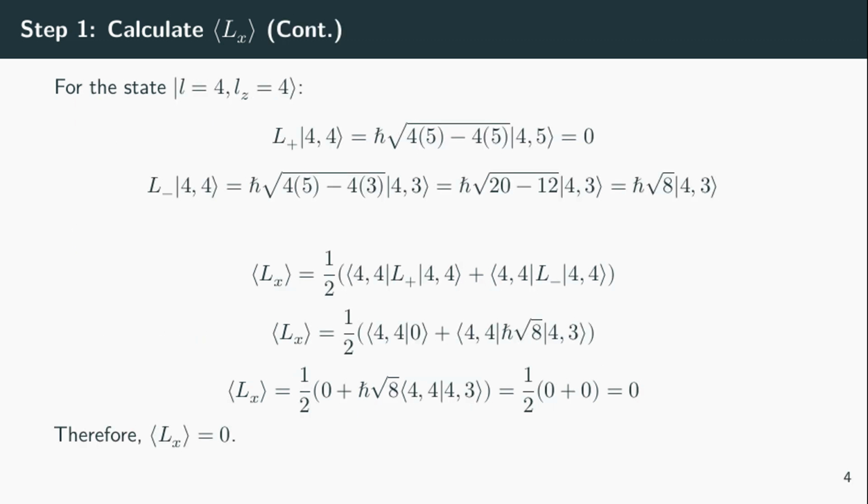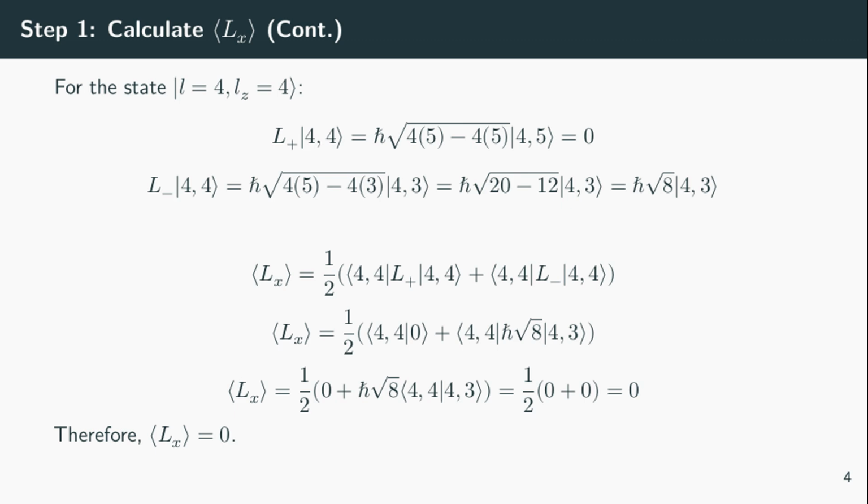Now let's apply these operators to our specific state L equals 4, Lz equals 4. Applying L plus to the state 4, 4, we use the formula shown. Evaluating it, we find L plus times 4, 4 is 0. Next, applying L minus to 4, 4, the formula gives us h bar times the square root of 8, and it changes the state to 4, 3.